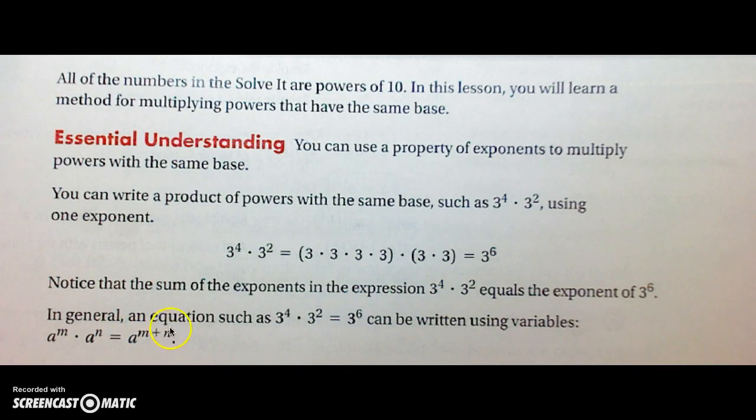In general, an equation such as 3 to the 4th times 3 to the 2nd is 3 to the 6th can be written using variables. So now we're just going to throw letters in there because it doesn't matter what the numbers are. It works for everybody. As long as we have the same base, we can take the exponent m and add it to n. So you can see how much shorter 3 to the 6th is than writing all of this out, or even writing these two out.